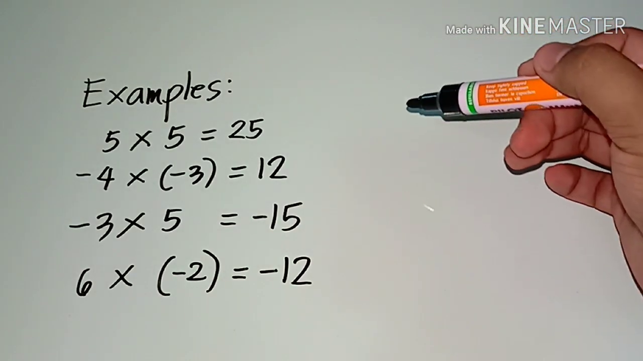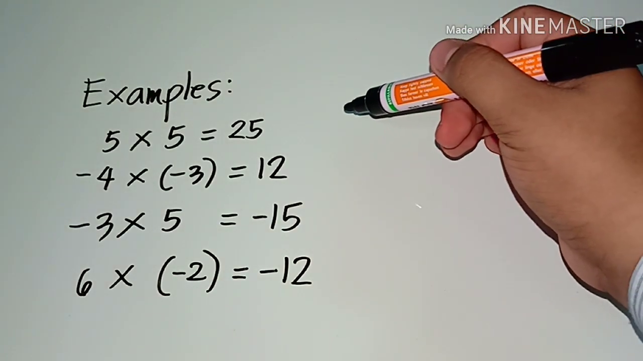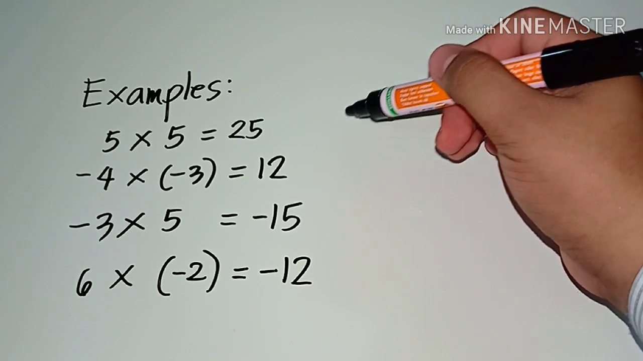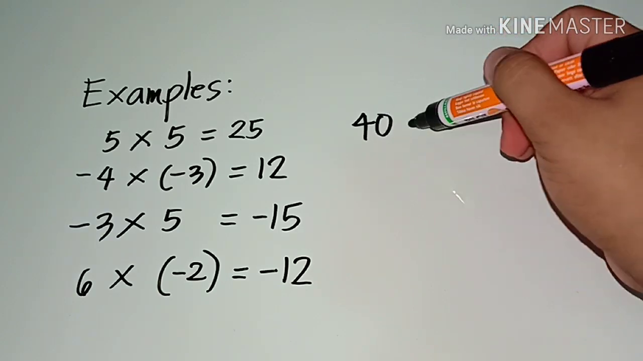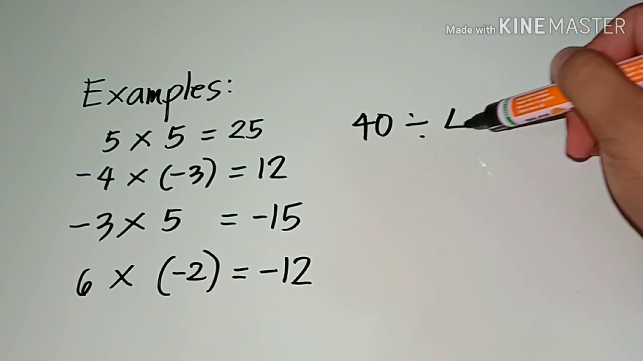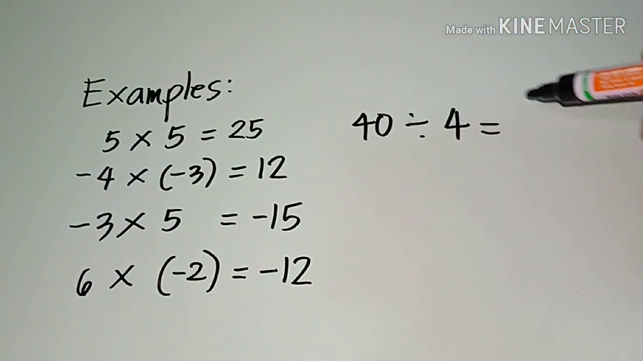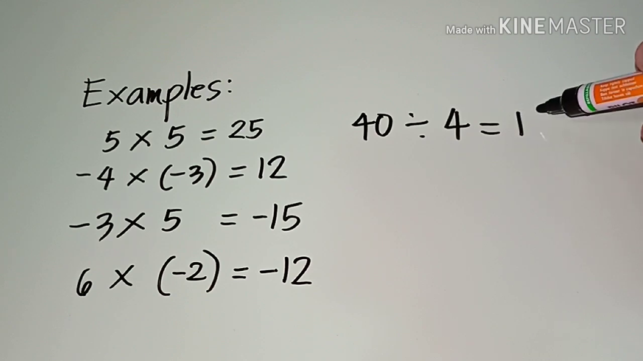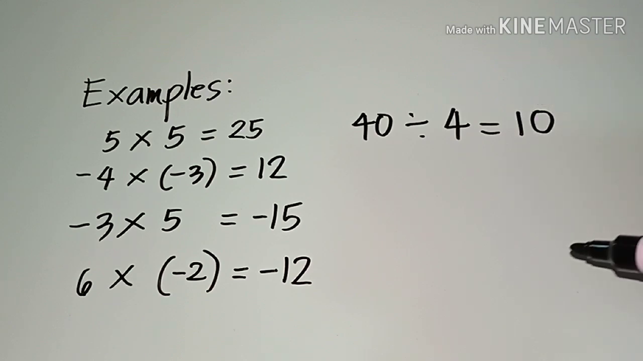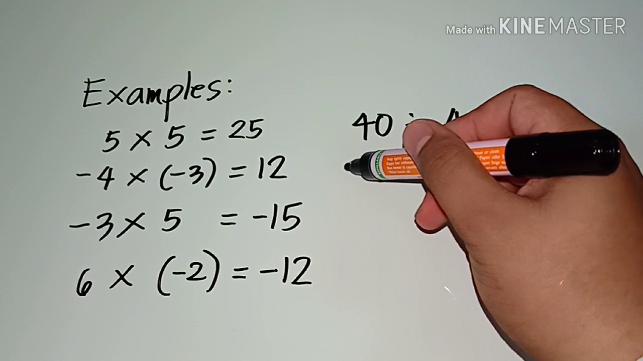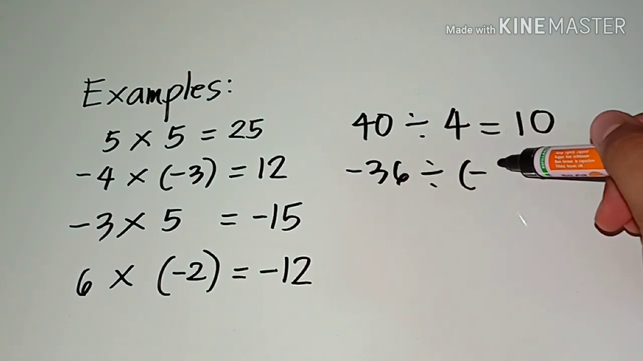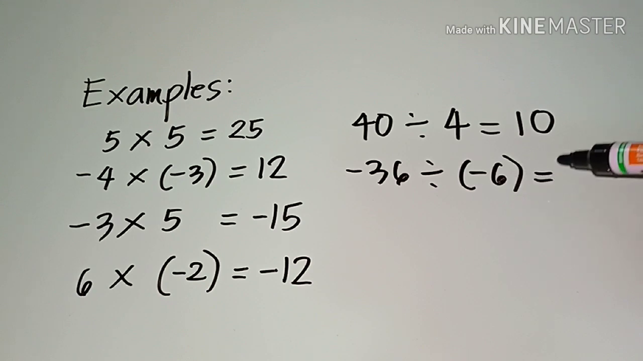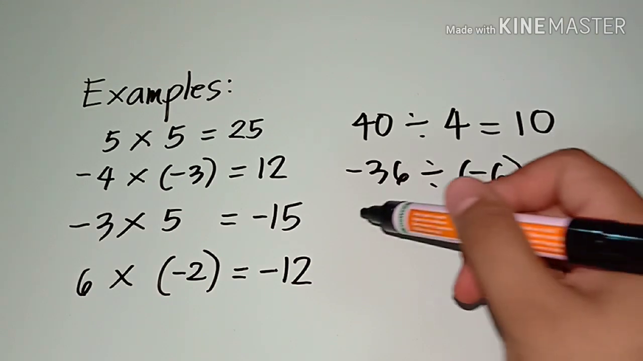Now, how about if I give you a division example? So let's say 40 divided by 4. They are both positive, so that means it will also give you a positive answer. That's 10. How about if it's negative 36 divided by negative 6? The signs are the same, so it will still be positive 6.